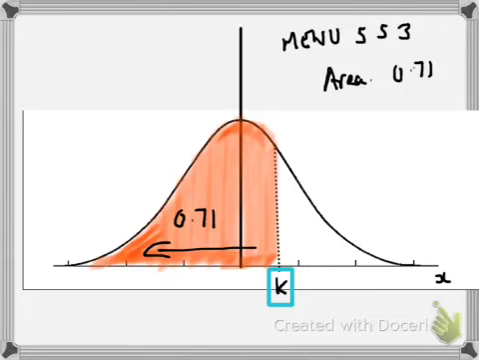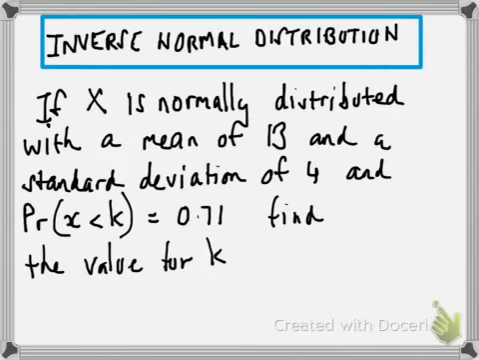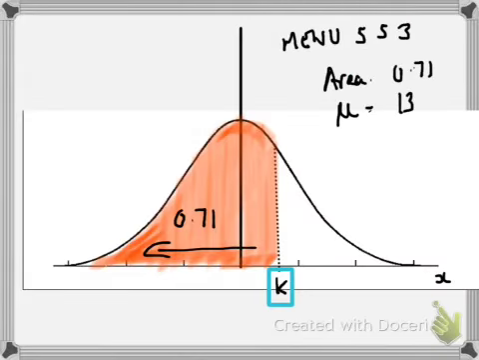The mean equals, according to the question, what was it again? It was 13. Standard deviation equals 4. So we enter those in: 0.71, 13 and 4. We get a value of 15.21, to two decimal places. So therefore k, that point there, is 15.21. That's the value below which 71% of values lie, which means 29% of values will be above that.